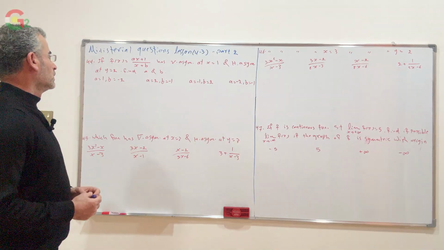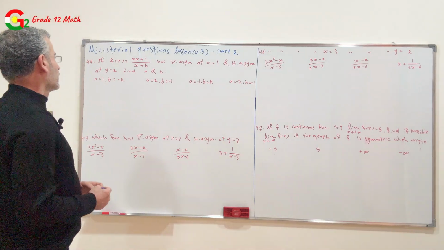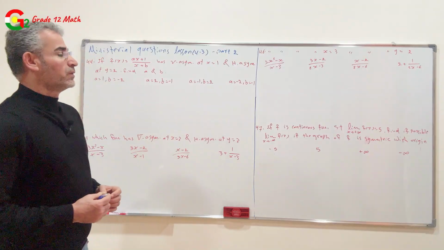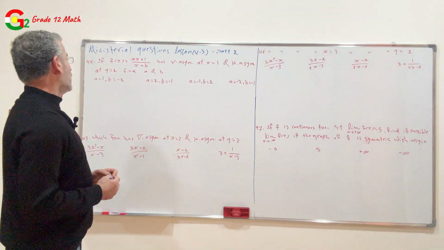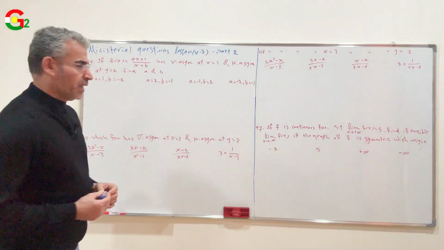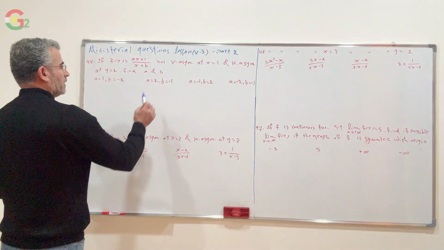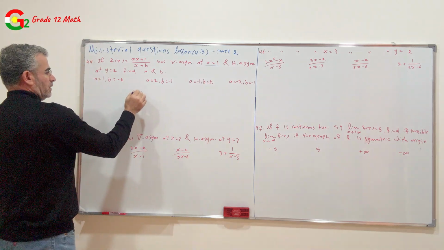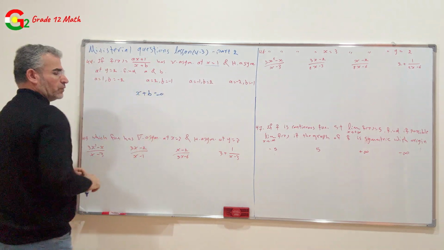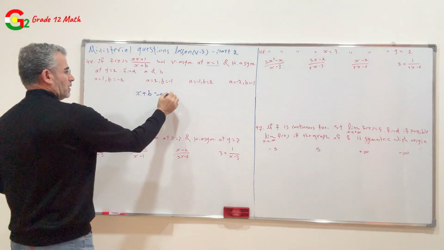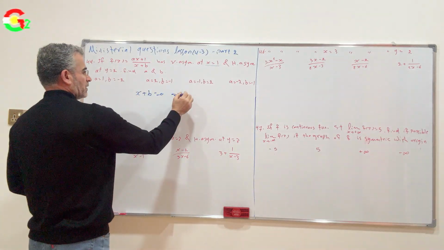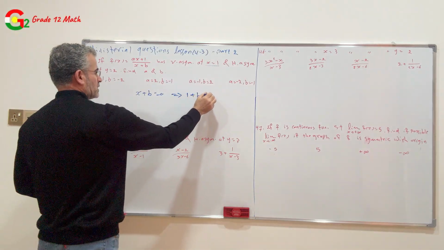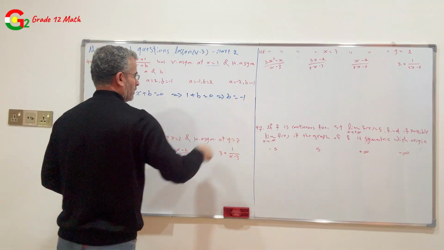Question number 44. If f(x) = (ax + 1)/(x + b) has a vertical asymptote at x equals 1 and a horizontal asymptote at y equals 2, find the values of a and b. Since the function has a vertical asymptote at x equals 1, we set x plus b equals 0 to find the vertical asymptote. Since x equals 1 is a vertical asymptote, we substitute every x with 1, then 1 plus b equals 0 and b equals negative 1.